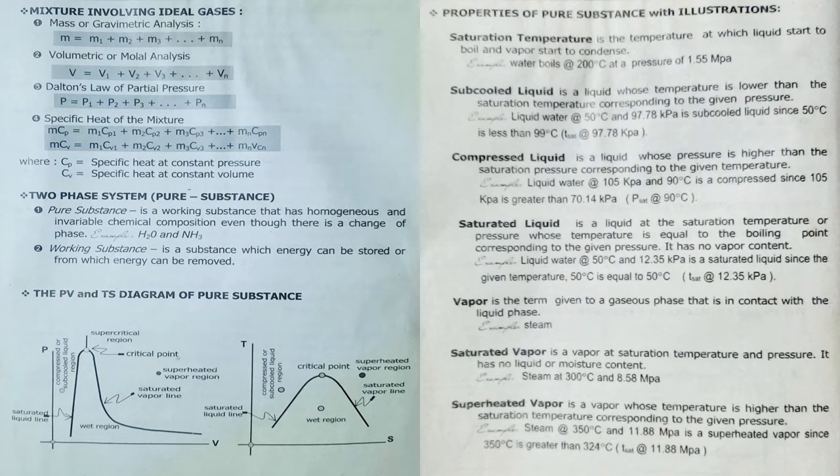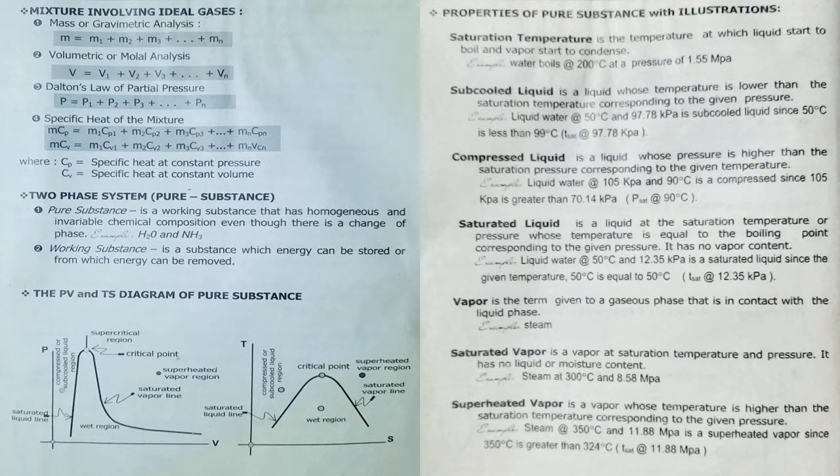The PV and TS diagram of pure substance. We have the pressure-volume diagram. Remember again in your thermodynamics, this curve, this straight line going to the supercritical region. This line is what we call the saturated liquid line. And the space here, closer to the vertical line, is what we call the compressed or subcooled liquid region.